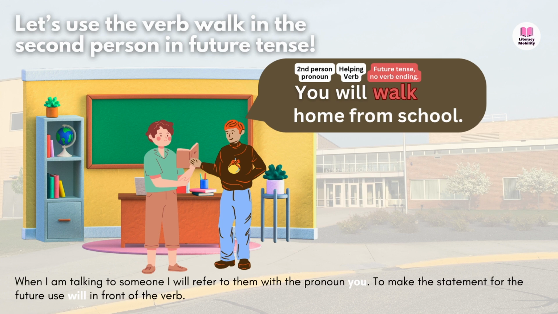Here's our verb walk in the second person in future tense. You will walk home from school. When I am talking to someone, I will refer to them with the pronoun you. To make the statement for the future, use will in front of the verb.